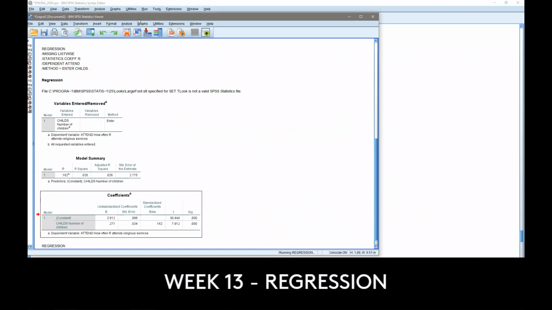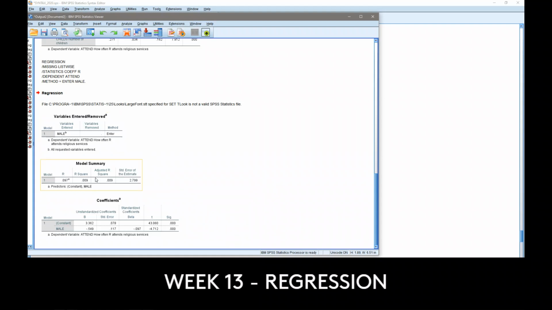Okay, so let's go ahead and run this model. Again, R square, it's a pretty low R square. That just means that gender or sex does not explain very much of the changes that we see in religious attendance. Let's go down to the coefficient box here. Now, pay attention here, because the interpretation for dummies is very different than when we are interpreting coefficients of continuous measures.